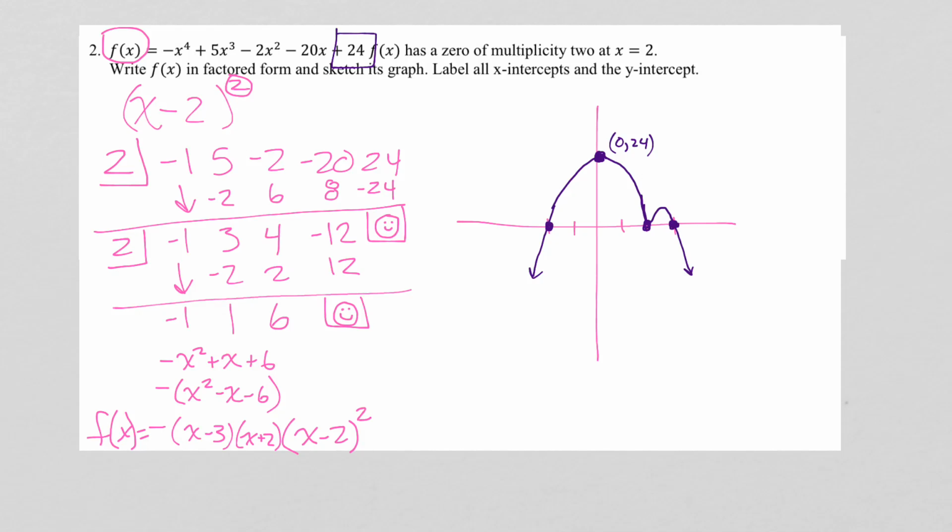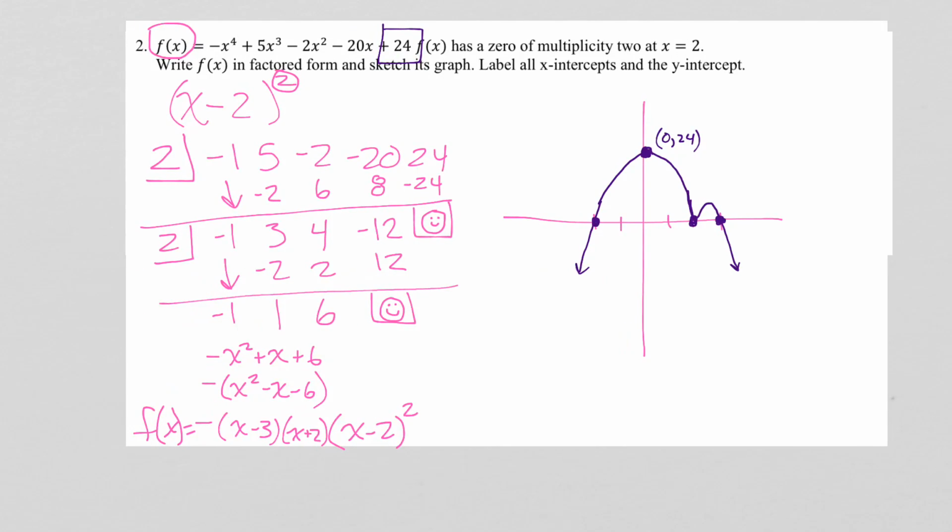That agrees with our end behavior because it is a fourth degree function and it has a negative leading coefficient, so both tails should be down, just like negative x squared. And that's it.